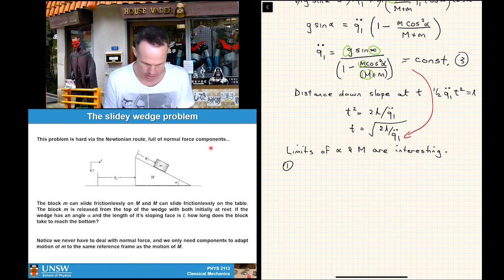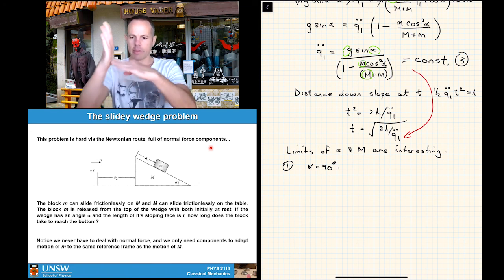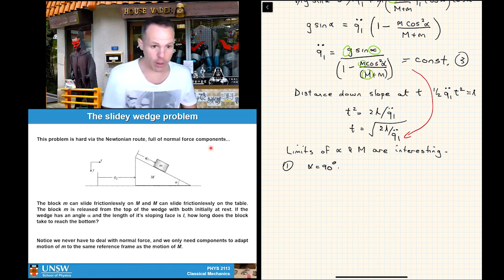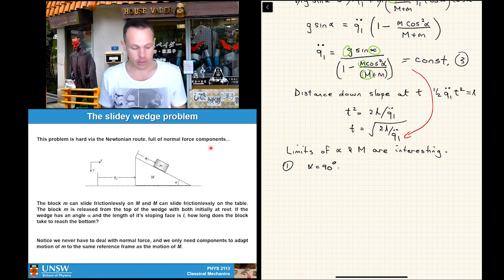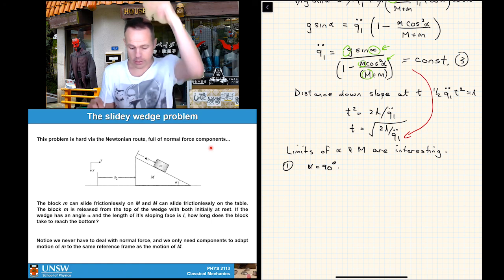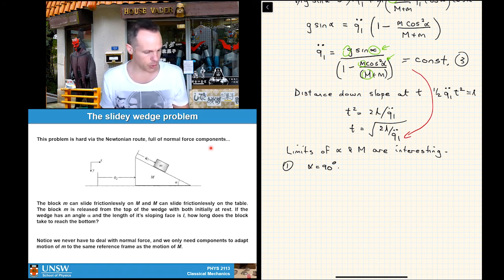The first one that's interesting is alpha equals 90 degrees. You can imagine if you take this problem and make alpha equals 90 degrees, then your little mass m is basically sliding down a vertical surface, right? So q1 double dot should go back to g if that's the case. If you think your way through here, sine of 90 degrees is 1, so this term at the top becomes 1. Cos squared of 90 degrees is 0, so this term in here becomes 0, which means this 1 minus becomes just 1, and so this thing collapses back to g, okay? Makes sense, perfectly good.